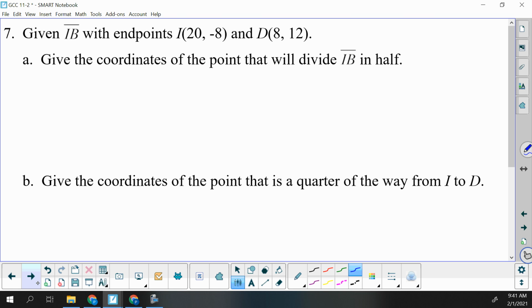If we move down to 7, we're given 2 points, and we want the point that will divide IB in half. Well, if you're dividing in half, that should be the midpoint. So we can just simply do our midpoint for this. We'll add our x's and divide by 2. We'll add our y's and divide by 2, because we're just averaging the x's and averaging the y's to find the midpoint.